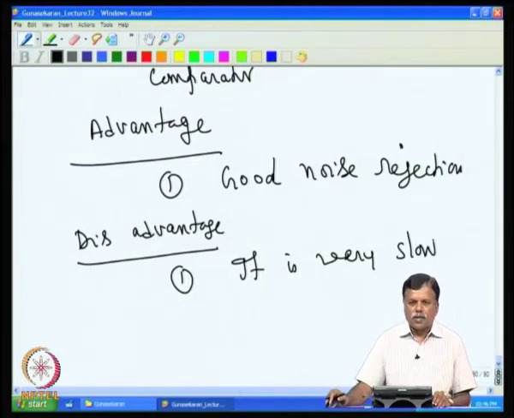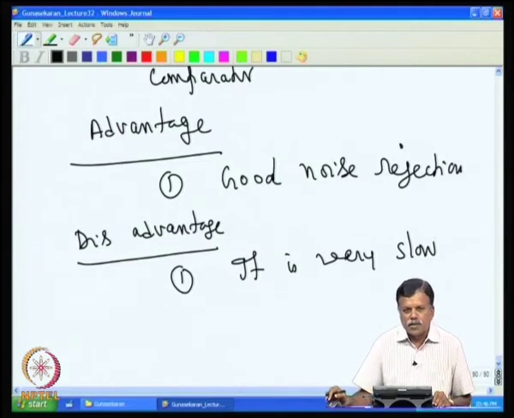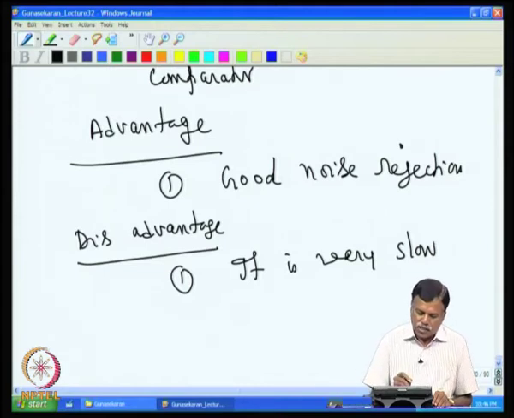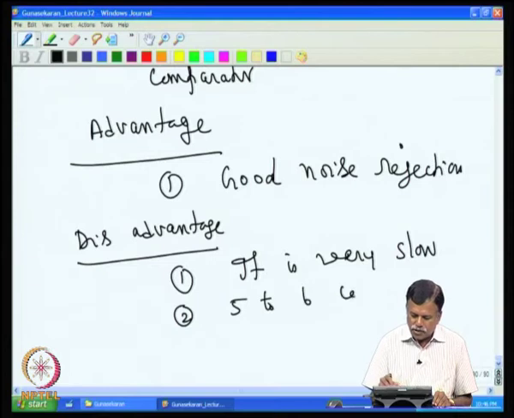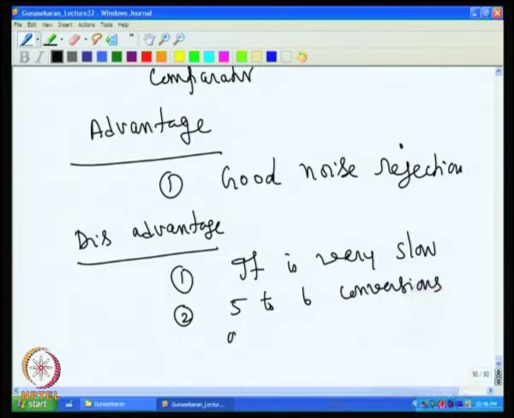It is very slow because if you want to remove 50 hertz noise, then we have to wait and charge in multiples of 20 millisecond. That means only 5 to 6 conversions are possible per second.